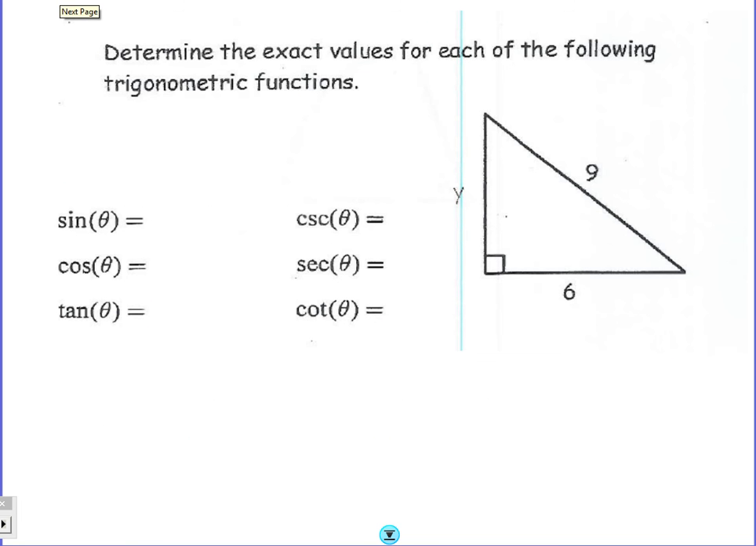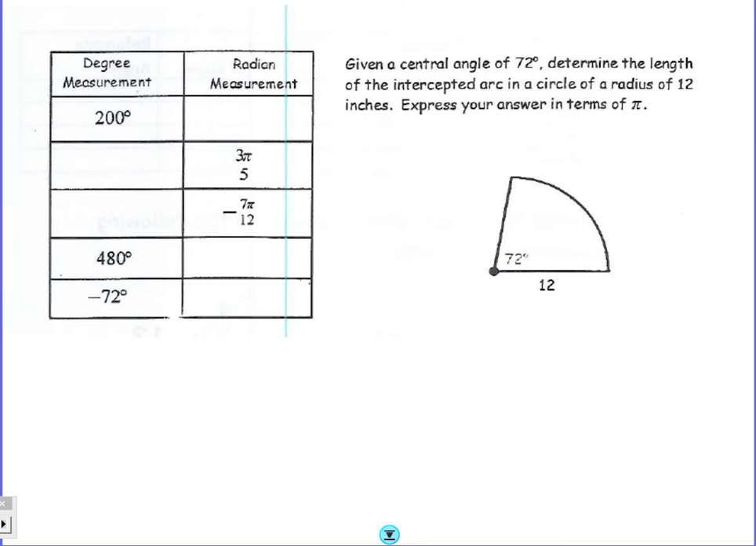Here we're asked to find the exact value for each of the following trig functions. Again, theta is not listed, so I apologize. That should have been there. Okay, so I'll leave that one for you to do. I don't need to do both of them for you.